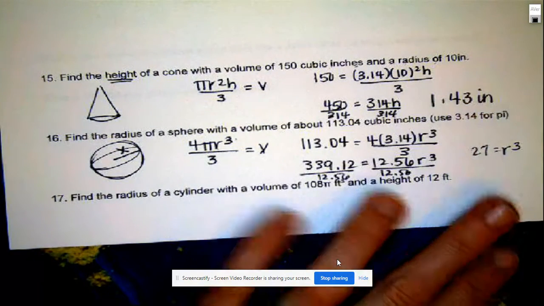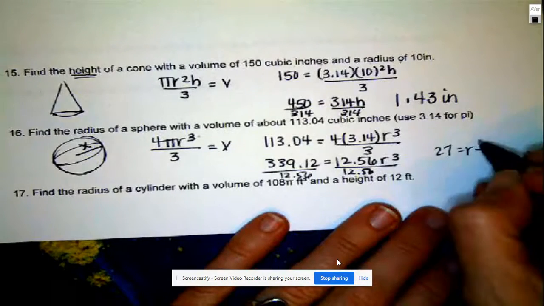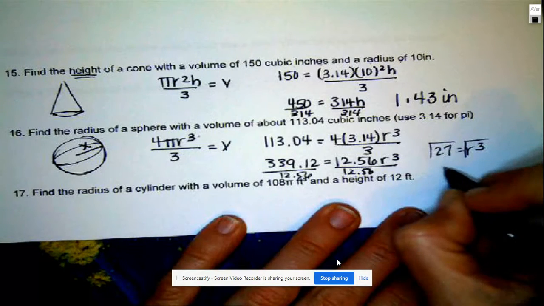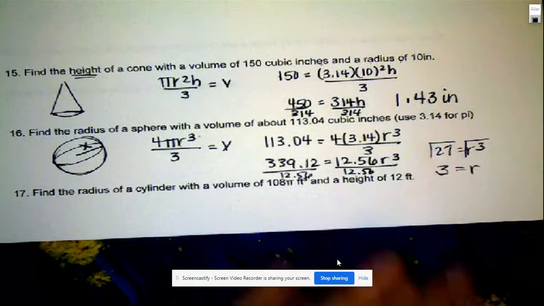To undo cubing something, you want to take the cube root. Remember, that's where you hit your math button. So you're asking yourself, what number times itself 3 times is going to give me 27? So that's 3 times 3 times 3. So 3 equals radius. Our radius is 3.